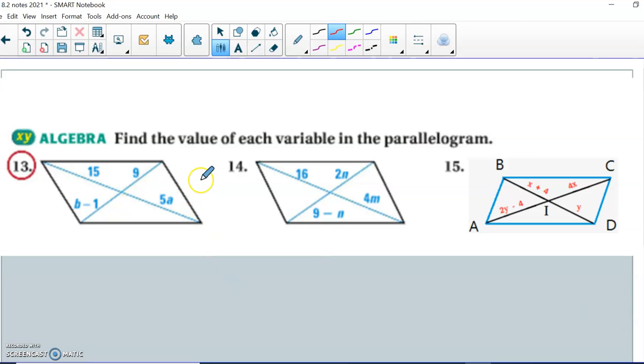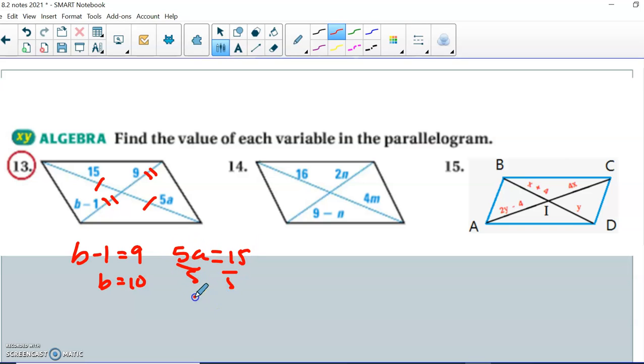Let's talk about diagonals. We know the diagonals are not congruent, but they do bisect each other. So I know this is congruent to this. I know this is congruent to this. So I say b minus 1 equals 9, therefore b equals 10. And then I say 5a equals 15. Divide each side by 5. I can see a equals 3.